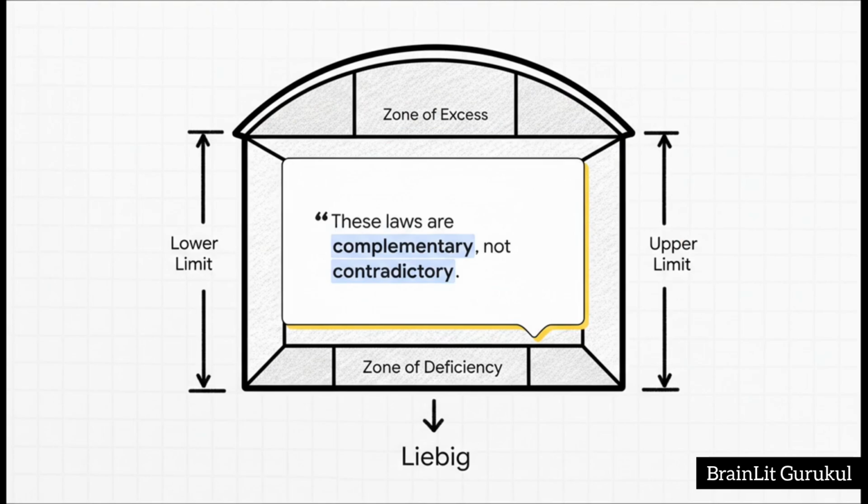I love this quote because it just sums up the relationship perfectly. These two laws aren't fighting each other, they complete each other. Liebig's law tells you about the absolute lowest limit. That's the floor. Then Shelford's law comes along and says, yep, that's the floor, but let me also show you the walls, the upper and lower limits, and the ceiling, which is where things become toxic or excessive. Together, they build the entire room that a species is able to live in.